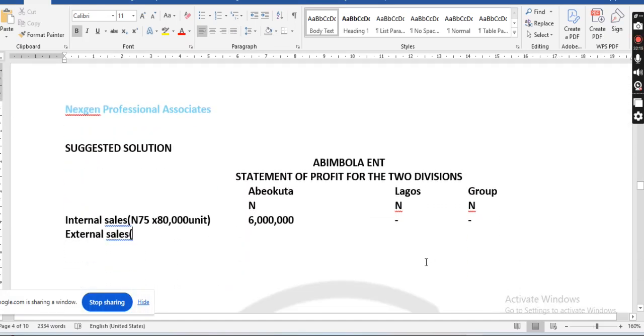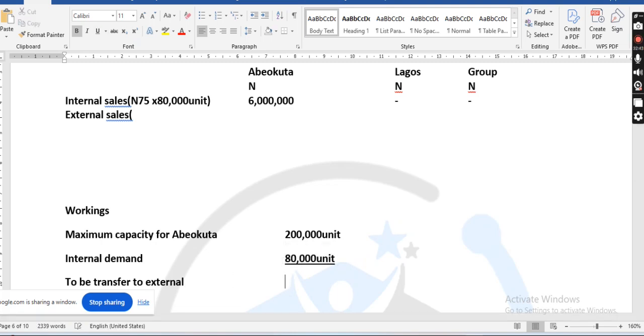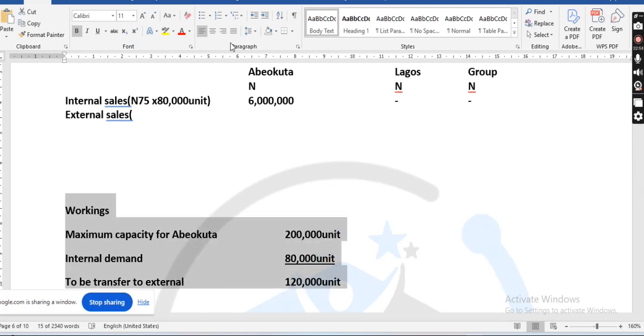Now, Lagos is using one trick here. Okay, I'm coming. So what is the difference? 120. 120 to be transferred to external. So this will be external 120. Lagos will buy at 75. Interesting. I don't know if you are seeing what I'm seeing. Interesting. Let me show you.